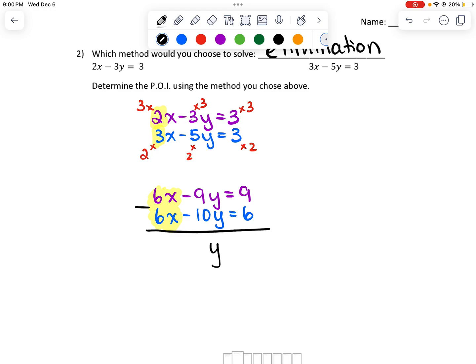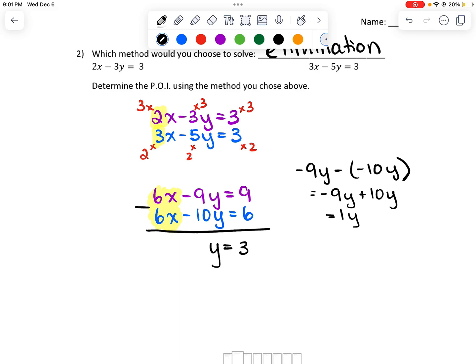So I'm just going to write that up for you. Negative 9y minus negative 10y is what we're doing. So negative 9y right here, subtract negative 10. So that would be the same thing as saying negative 9y plus 10y, which equals 1y. So that's how I have a y there. And then finally, 9 minus 6 is 3. So I just figured out that y is equal to 3.